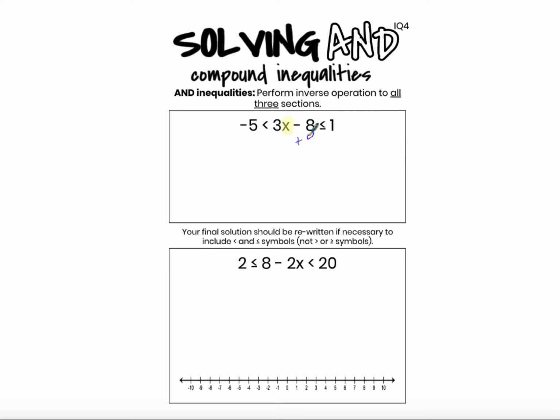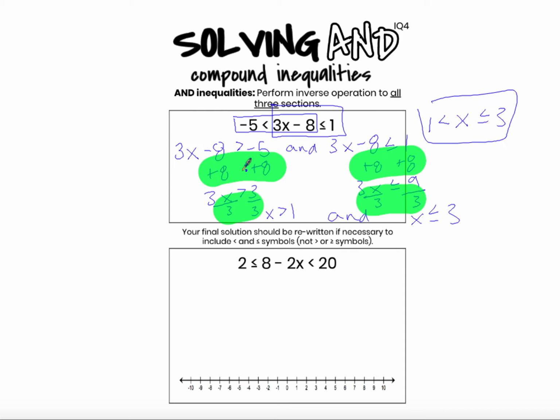The first thing I'm going to do is add 8 to get rid of the minus 8, the inverse of subtracting 8, adding 8. And I'm going to do that to all three sections of the inequality. That gives me 3 is less than 3x is less than or equal to 9. You can see adding 8 was my first step when I did this by separating out the two inequalities.